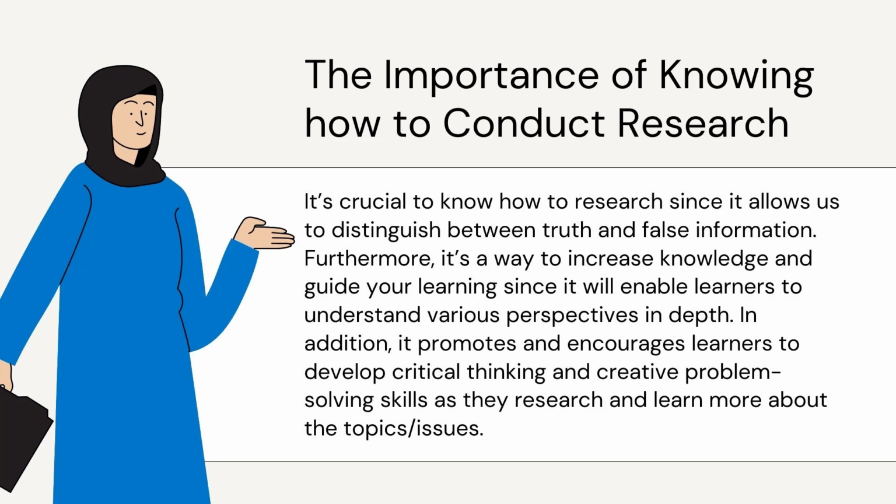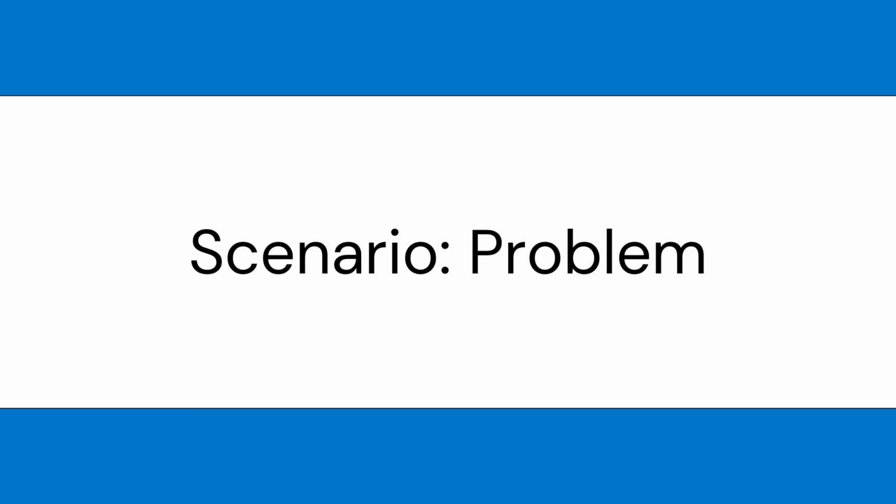Learning Object. The importance of knowing how to conduct research. It is crucial to know how to research since it allows us to distinguish between truth and false information. Furthermore, it's a way to increase knowledge and guide your learning since it will enable learners to understand various perspectives in depth. In addition, it promotes and encourages learners to develop critical thinking and creative problem-solving skills as they research and learn more about the topic or issues.